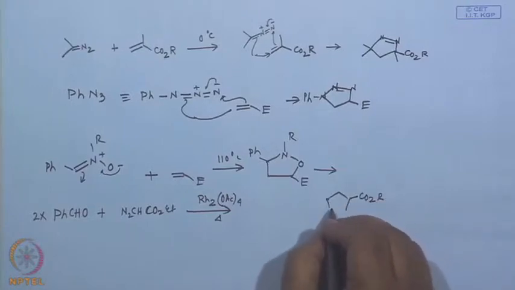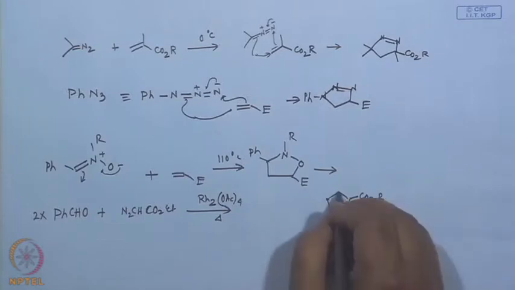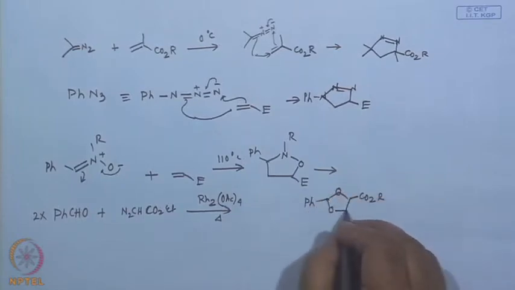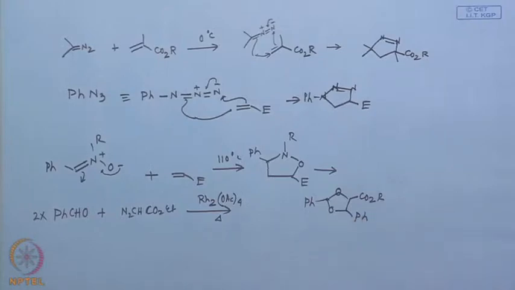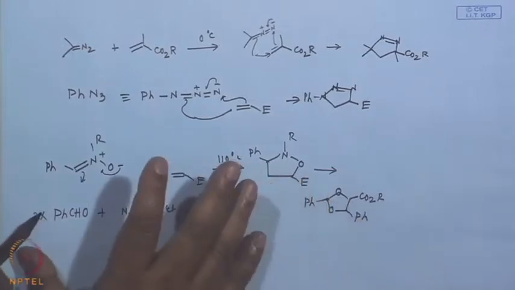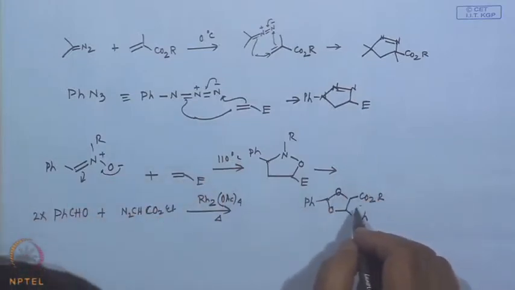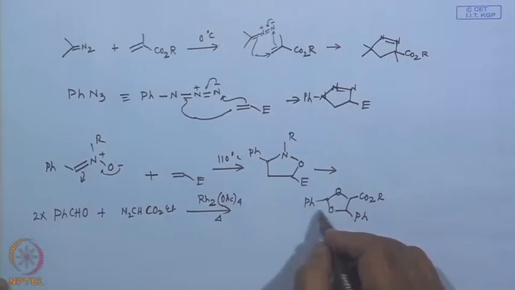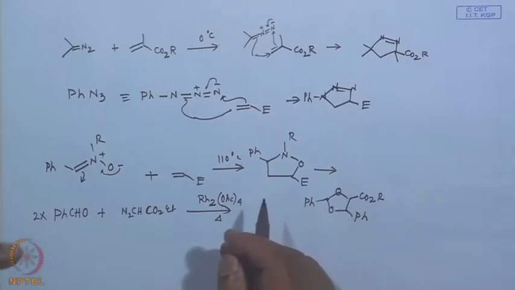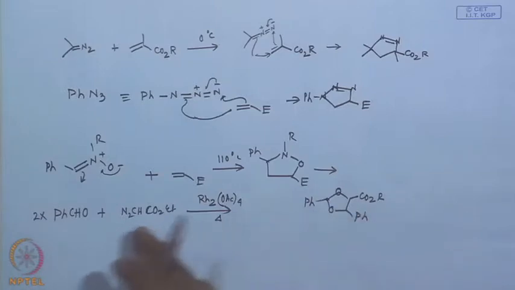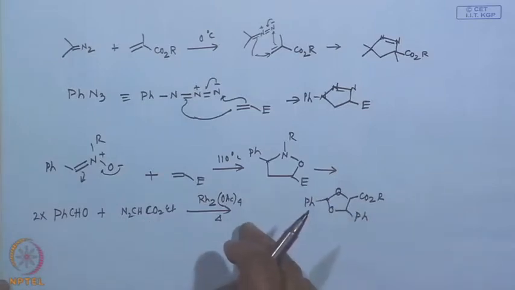It is a ketal, with phenyl here and the phenyl here. Suppose you did not know this method, then for the preparation of this sort of ketal, what you would have done? You would have taken a diol and then benzaldehyde, and that is the conventional one, but that requires acid, whereas in this case it is somewhat like a neutral reaction medium.